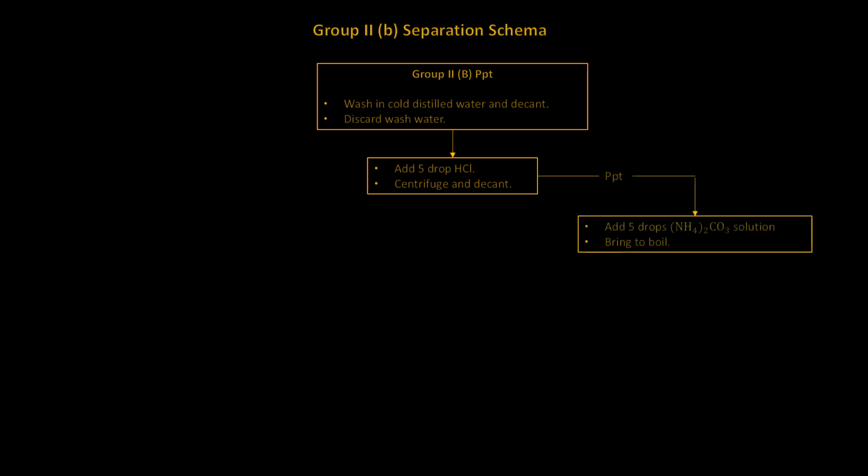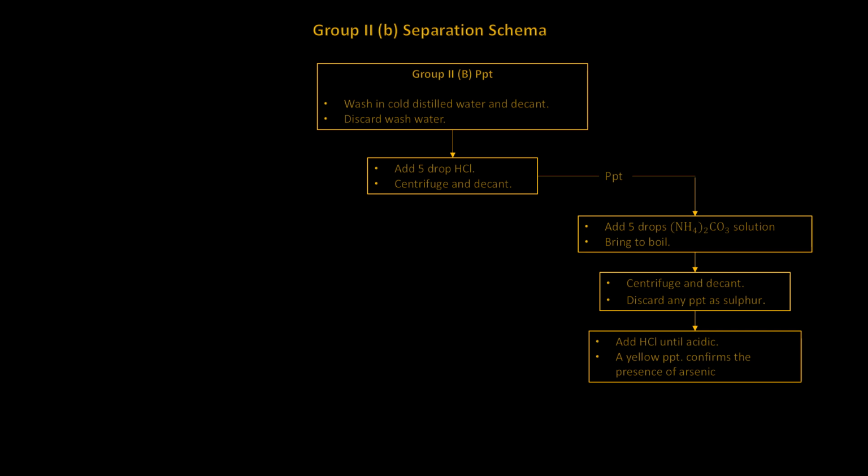To the precipitate, add 5 drops of ammonium carbonate and bring it to a boil over a Bunsen burner, but do not boil it dry. If a precipitate forms, centrifuge and decant into a clean test tube and discard the precipitate. It will be unwanted sulfur. To the liquid portion, add some hydrochloric acid until it is acidic. Now, if a yellow precipitate forms, it confirms the presence of arsenic in your sample.